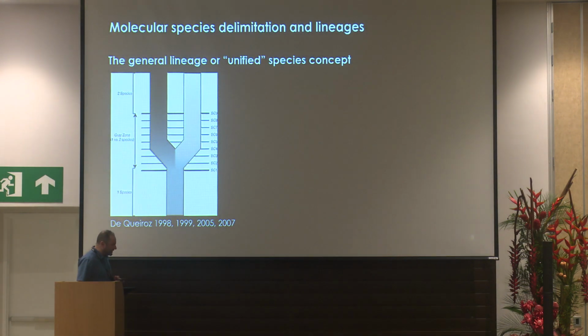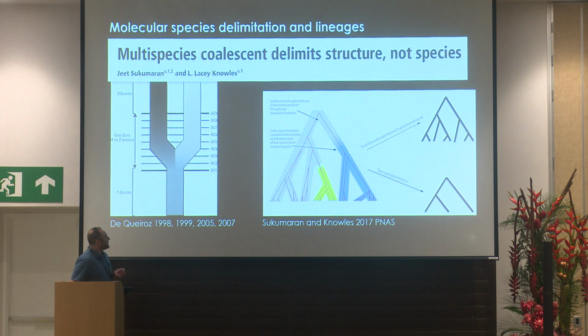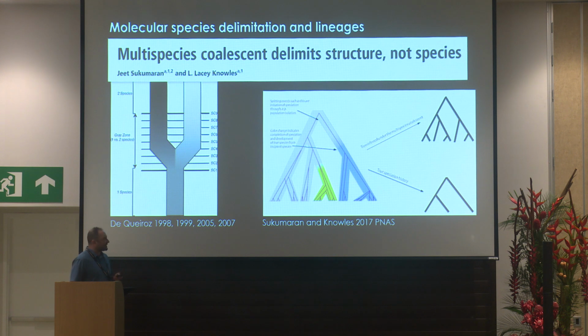Okay, so in order to delimit species, you need to have a species concept. And when it comes to integrative species delimitation, the one most commonly relied on would be the general lineage or the unified species concept, which was published as a series of papers by de Queiroz over the last quarter century. The main idea here is that de Queiroz equates species to separately evolving metapopulation lineages. So the word lineage is going to come up a lot in this talk. Okay, but there's a problem. More recent studies have suggested that specifically the use of multi-species coalescent models, while they're great and everything, delimit population structure and not necessarily species.